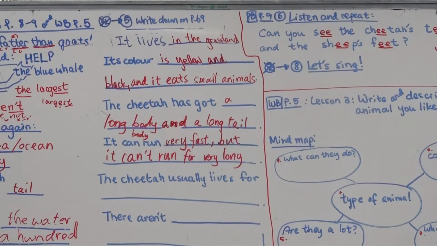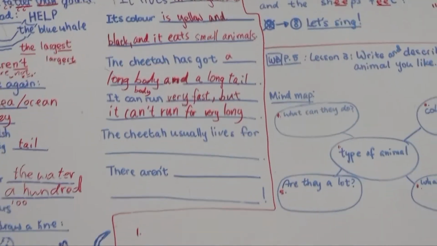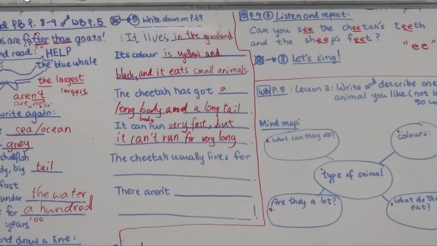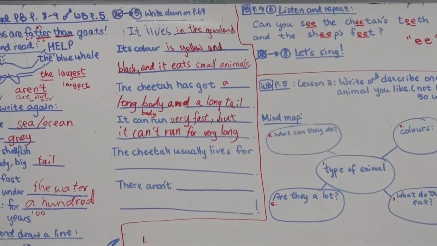Okay, moving on. The cheetah usually lives for... that means the life it has. How long can it live? Usually it lives 12 years. So how do we write that down in English? Don't use the numerals.